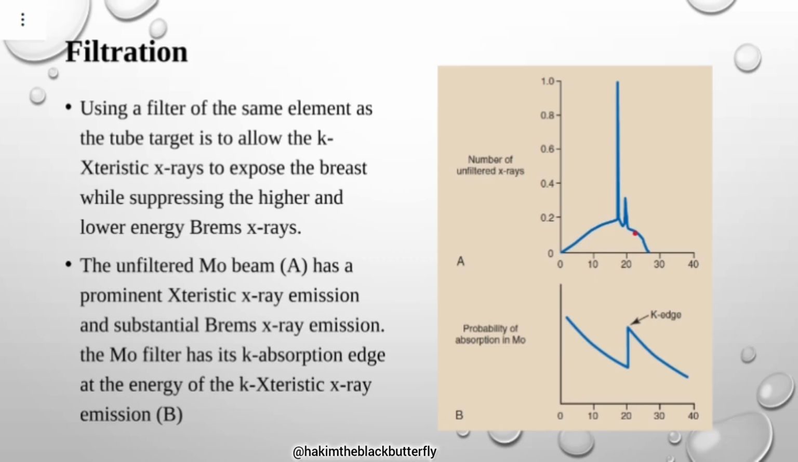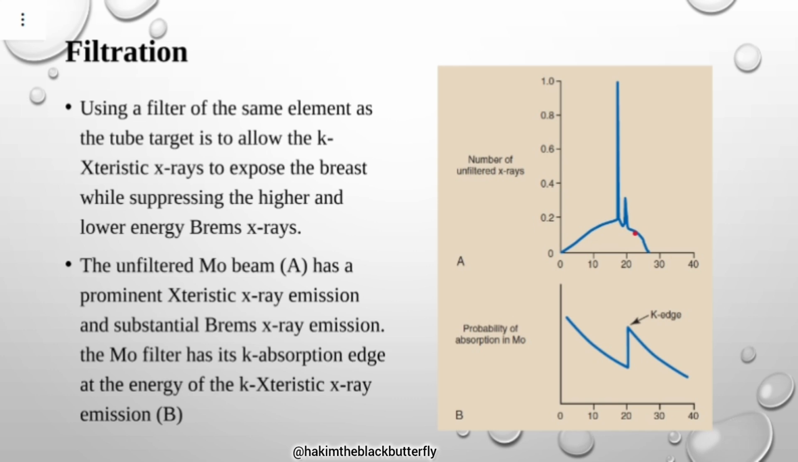So remember, the spectrum was like this. All these low energetic photons have been removed, and also the high energy ones have been suppressed. So if a molybdenum target tube is used, then molybdenum filtration of 30 micrometer or rhodium filtration of 50 micrometer is recommended. These combinations provide molybdenum characteristic X-rays for imaging along with the suppressed Bremsstrahlung emission spectrum.